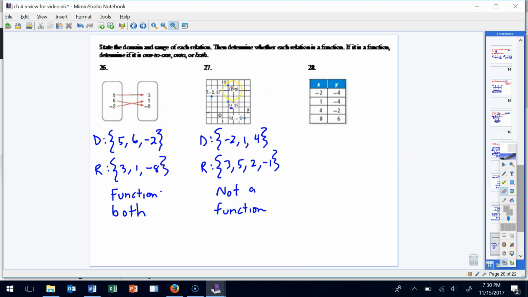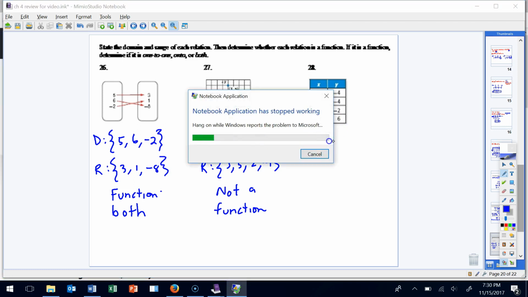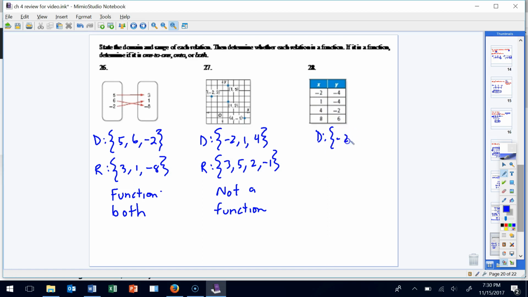And another reason, if you didn't think about that, if you're just looking at a graph, we have this little tool called the vertical line test. And if I can draw a vertical line anywhere on this graph and touch 2 or more points with a single vertical line, then I've proven that this is not a function. So either way you want to look at it, the vertical line test or the repeat domain values, this is not a function. Okay, so let's go to number 28. Domain, -2, 1, 4, 8. Range, -4, -2, 6. Okay, this is a function because I don't have any repeat domains.